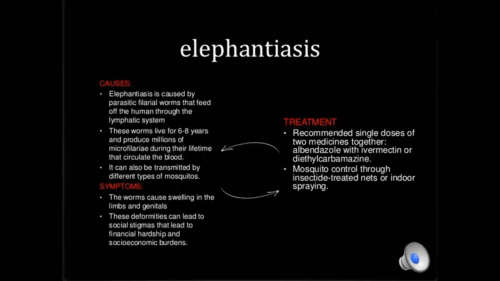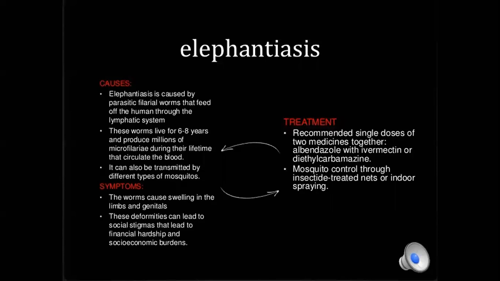Now, what are the symptoms that are presented? The worms cause swelling in the limbs and genitals. These deformities can lead to social stigma, financial hardship and social economic problems, because there will be swelling in the leg. The person will be unable to walk. He will have a tracking pain, and that's why I have used the term social stigma.